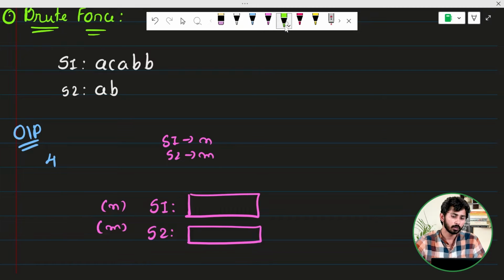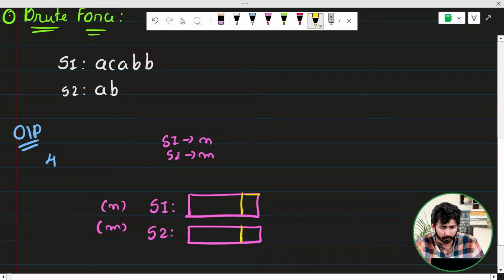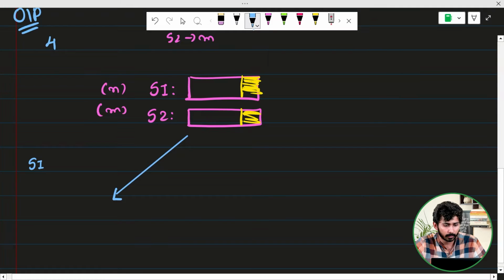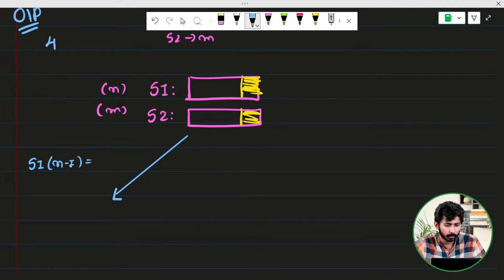Okay, so what I can do is compare the last character of s1 and s2. I will go with the last character, you can go with the first character as well. Now what are the possibilities that you can find whenever you do the comparison? So basically there will be two possibilities. Let's say s1's last character, s1[n minus 1], is equivalent to s2's last character. This is one of the possibilities, both the characters are the same.